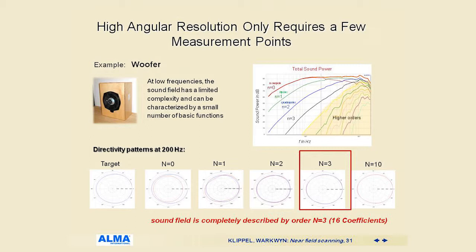For instance, a directivity pattern at 200 hertz is the target. We measure 1 point, we get 1 order, and we can almost reproduce the target. As we measure another order, we get closer to the target. As we progress from a dipole to a quadrupole spherical harmonic, our orders increase to 2. We're getting better and better. By the 3rd order, we have it completely replicated.